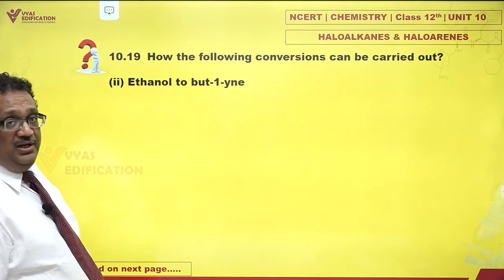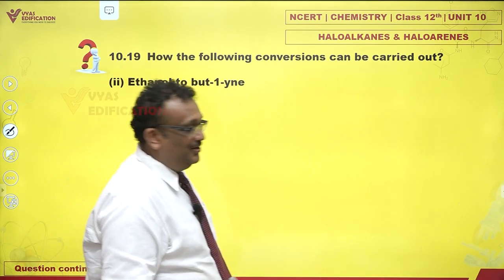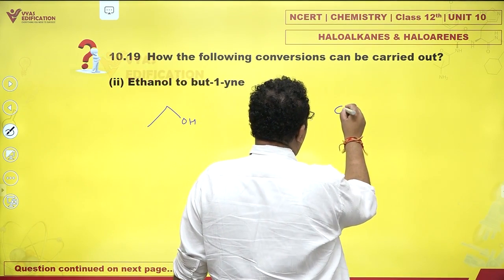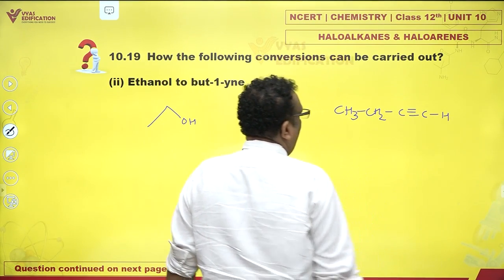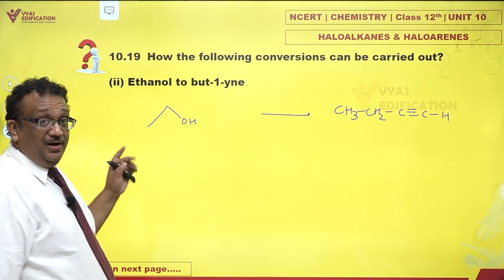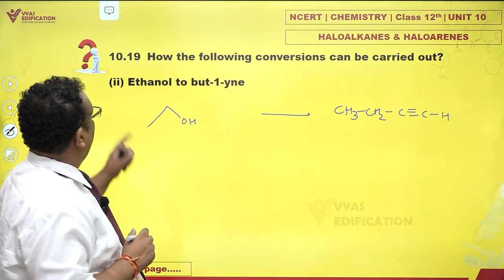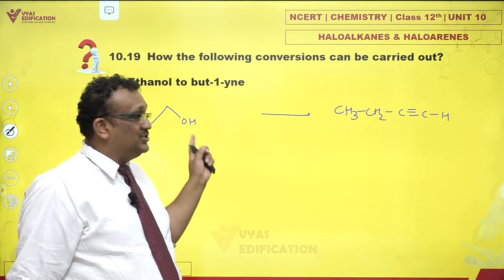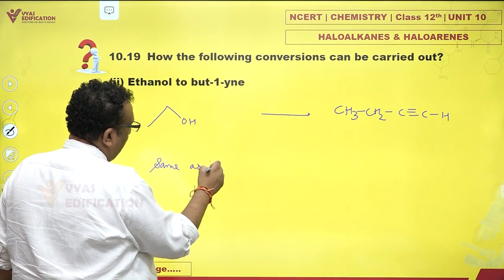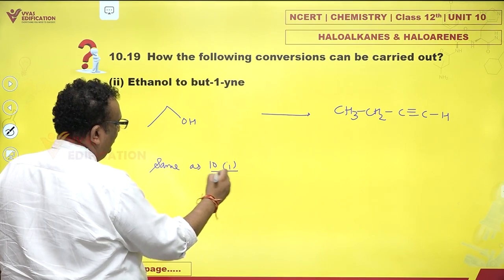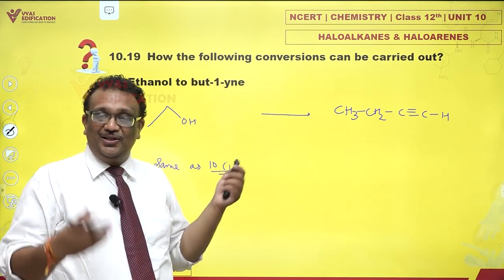Ethanol to but-1-yne. This is a repeated question. We have converted ethanol to but-1-yne as the very first part of the previous question 10.10. The 10th question first part is exactly the same. So since it is a repeated question, there is no need for answering that. It's a good question, but we have already answered that. Look at the beauty of NCERT.